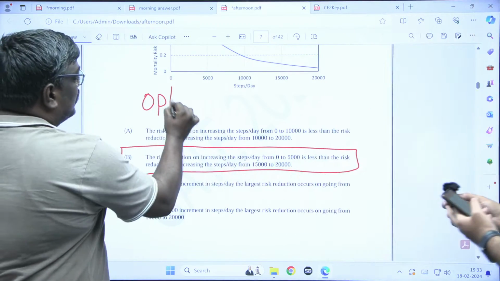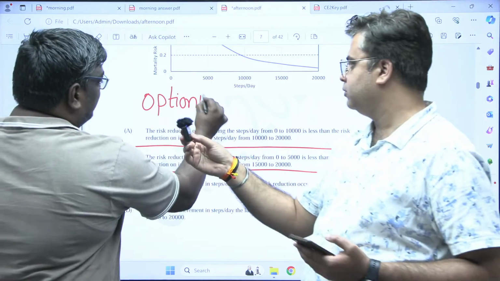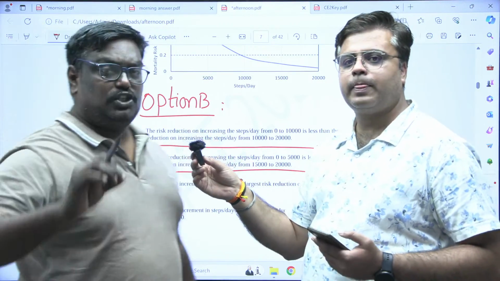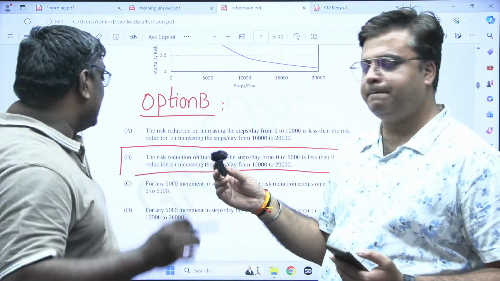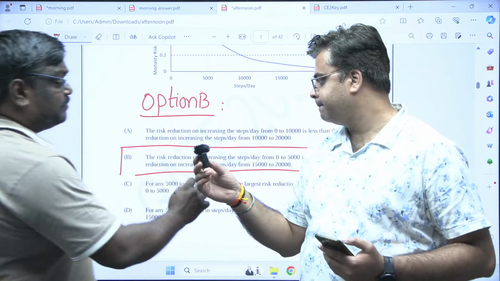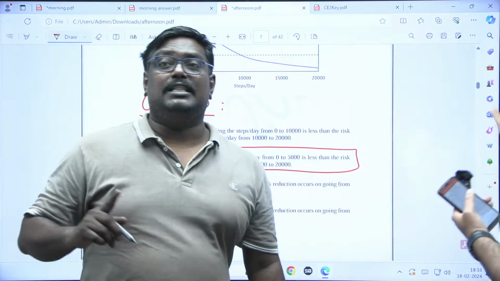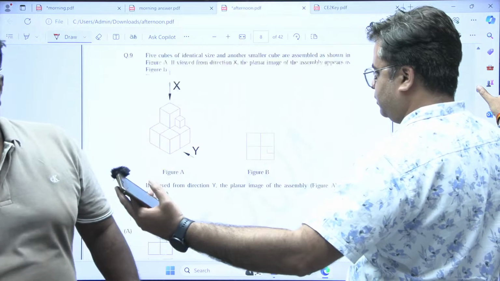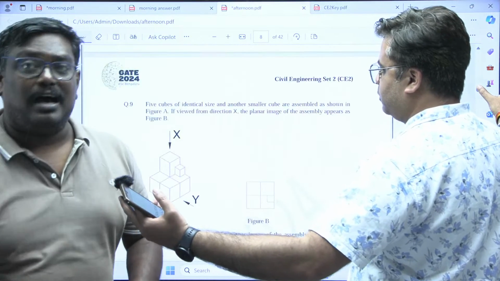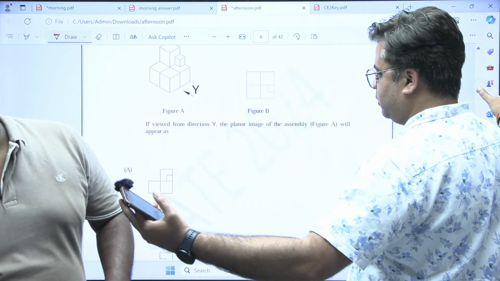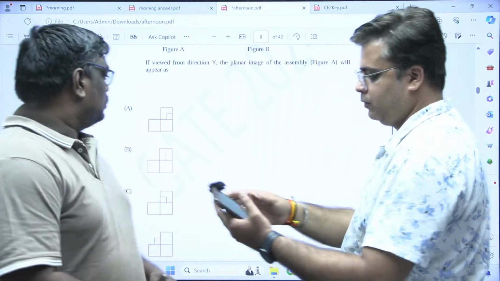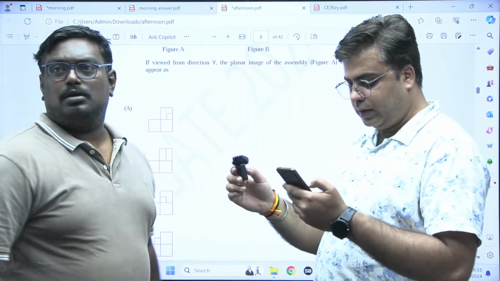See, sir, not only option B, I am reading the option also. The risk reduction on increasing the steps from 0 to 5,000 is less than the risk reduction on increasing the steps from 15,000 to 20,000. Students, again and again I am trying to tell you, the options will be scrambled. So don't just see the answer, read the option. So this is my question number 9.